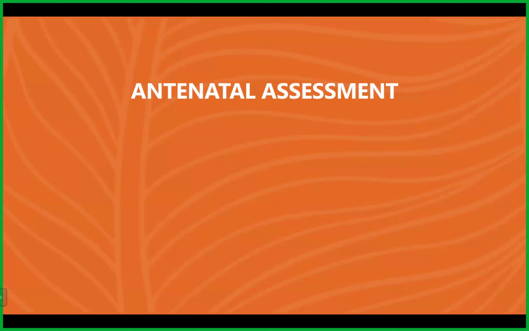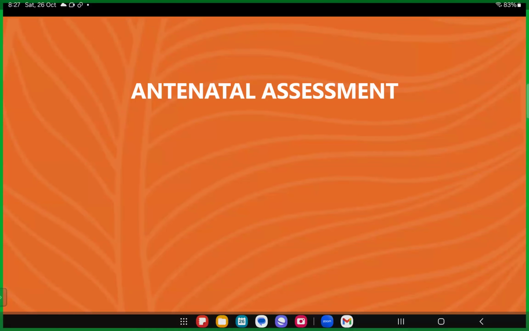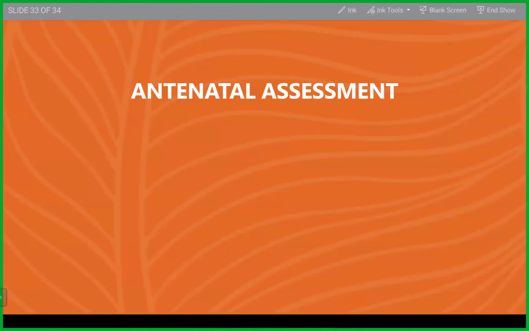Okay. So antenatal assessment. Antenatal assessment is just like your normal assessment. There's nothing very specific to add. So can we have it like a discussion about assessment?